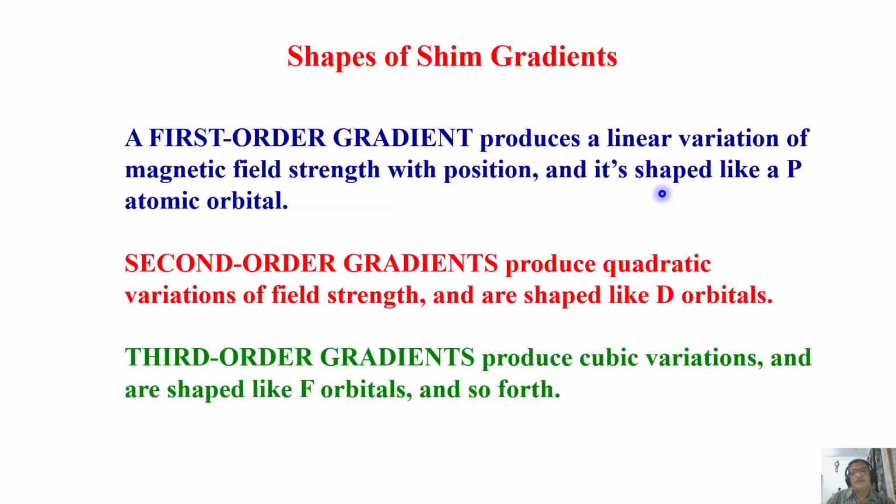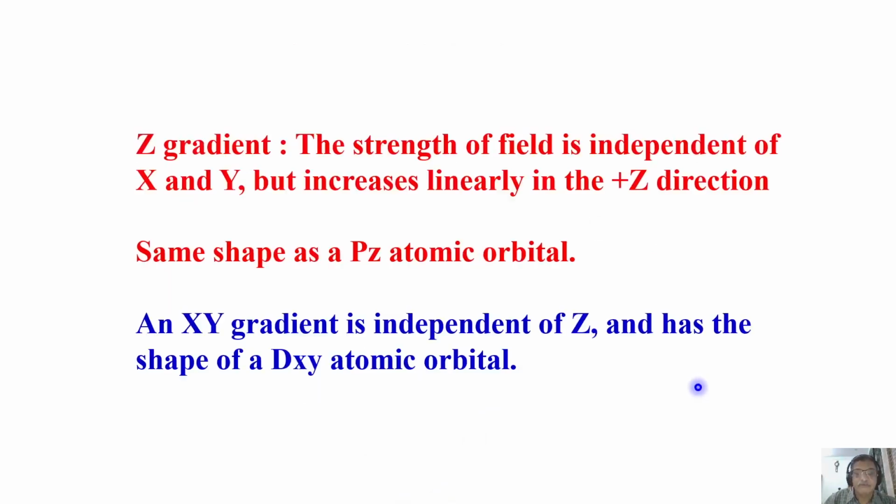So, the shapes of the shim gradients: a first order gradient produces a linear variation like Z, X, Y. Second order is quadratic like X squared, Y squared, etc. Third order is cubic variations. The Z gradient is of course independent of X and Y, and increases linearly with Z. It can be treated like a PZ atomic orbital. And the XY gradient is independent of Z and has a shape like a DXY atomic orbital. So you can have a similarity with atomic orbitals.